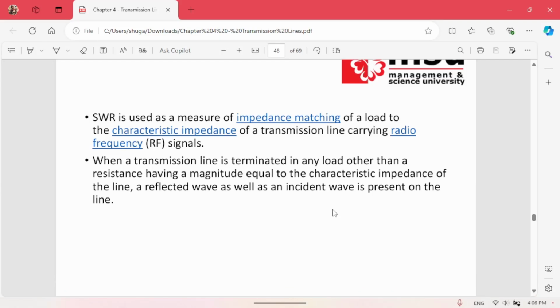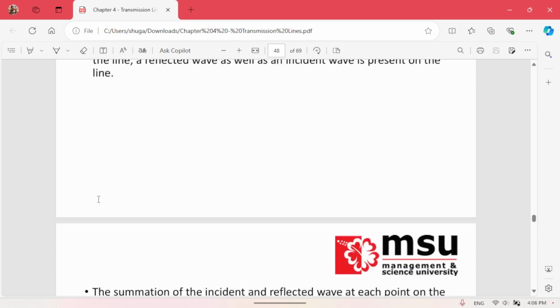Okay, so what is standing wave ratio? Standing wave ratio is used as a measure of impedance matching of a load to the characteristic impedance of a transmission line carrying radio frequency. When a transmission line is terminated in any load other than a resistance having a magnitude equal to the characteristic impedance of the line, a reflected wave as well as an incident wave is present on the line.